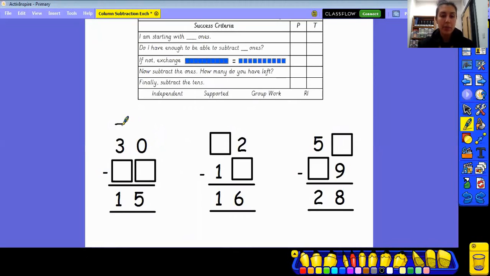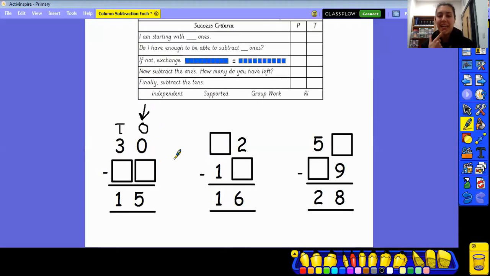So I'm just going to label my tens and my ones column to help keep me on track. And I know that I always start with the ones column. So I'm going to start here. So 0 take away something equals 5. Well, I know that that's not possible because I can't take anything from 0. 0 is the smallest number. So I can't take anything away from it to get to 5.